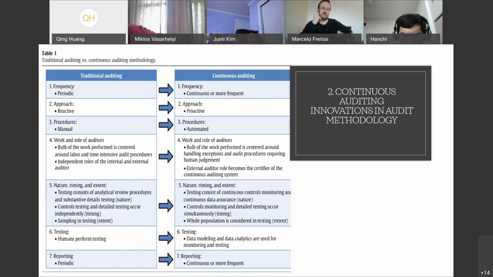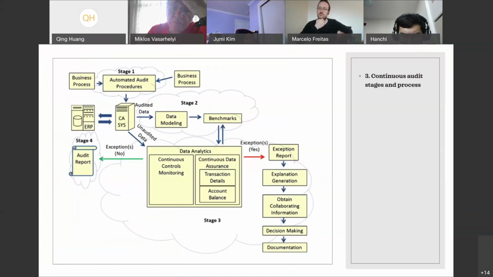The sixth is about how the tests are done. Traditionally, the tests are performed by humans, while in continuous auditing, we use data modeling and data analytics to do these tests, for example statistics, data mining, or machine learning. For the reporting, the traditional audit is periodical, while continuous auditing reporting is continuous or more frequent than the traditional one. The next is about the 4 stages of continuous auditing.